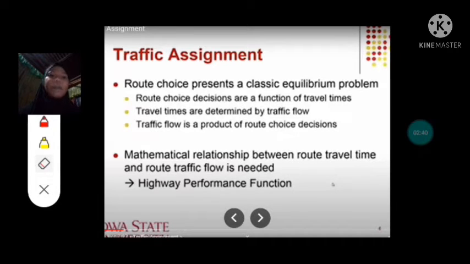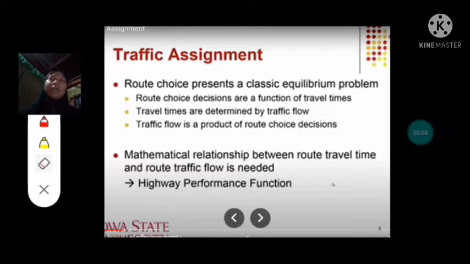Check. So, number 2 is travel times are determined by traffic flow. Syempre, malalaman natin kung gaano siya katagal, lalo na kapag nalaman mo kung gaano kalaki yung factors when it comes to traffic flow, kasi traffic flow will serve as the friction or resistance na pipigil sa travel times. Then lastly is the traffic flow is a product of route choice decisions.